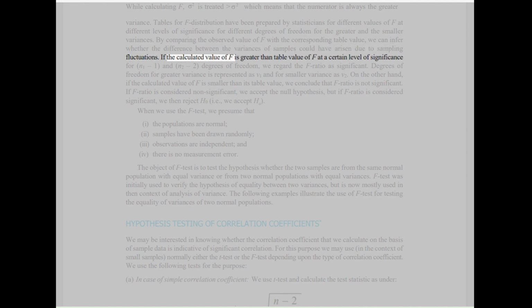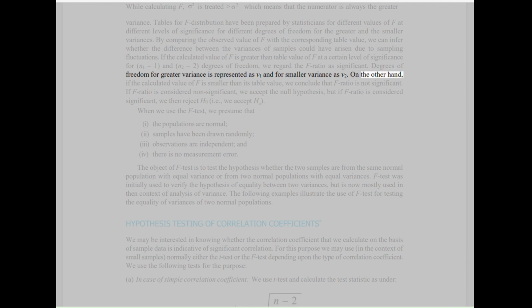If the calculated value of F is greater than the table value of F at a certain level of significance for n1 - 1 and n2 - 1 degrees of freedom, we regard the F ratio as significant. Degrees of freedom for the greater variance is represented as V1 and for the smaller variance as V2.